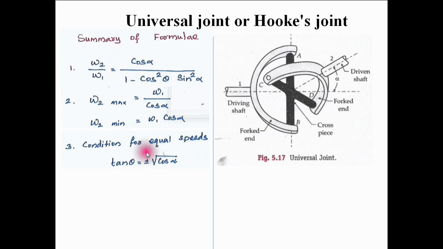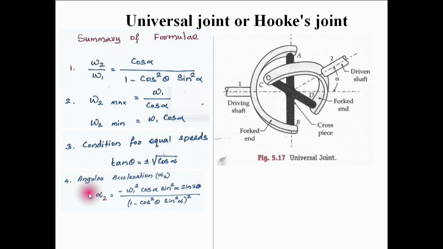Condition for equal speeds. At these conditions, we get omega 1 equal to omega 2. Using this formula, we can find out the angular acceleration of the driven shaft. To find the maximum or minimum angular acceleration of the driven shaft, we need theta values. That theta value can be easily found using this formula.